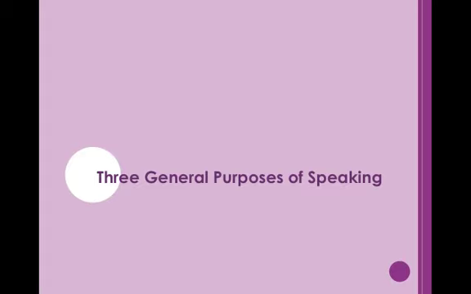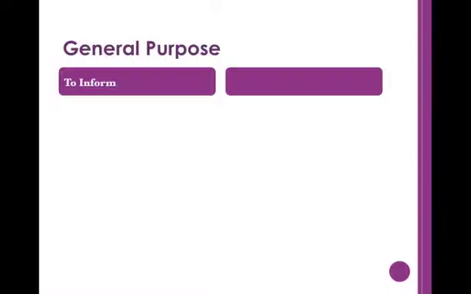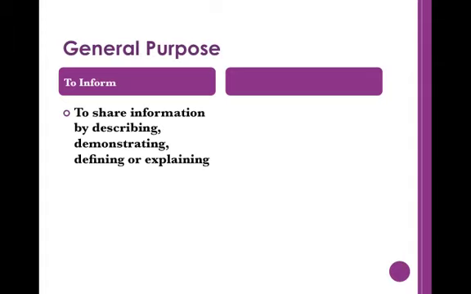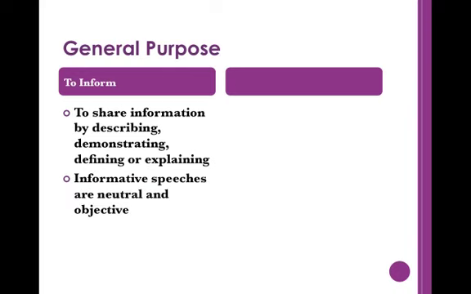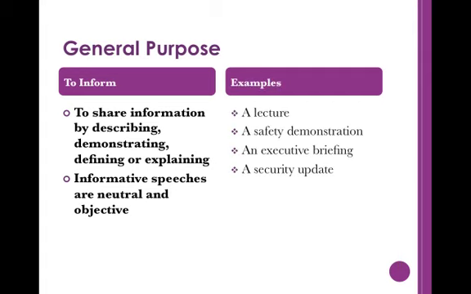Let's begin by looking at the three general purposes of public speaking: to inform, to persuade, and to commemorate a special occasion. If you want to share information by describing, demonstrating, defining, or explaining, then your general purpose is to inform. Informative speeches are neutral and objective, and they do not try to convince listeners. They merely present the facts. Examples of informative speeches would include a lecture, a safety demonstration, an executive briefing, or a project update.